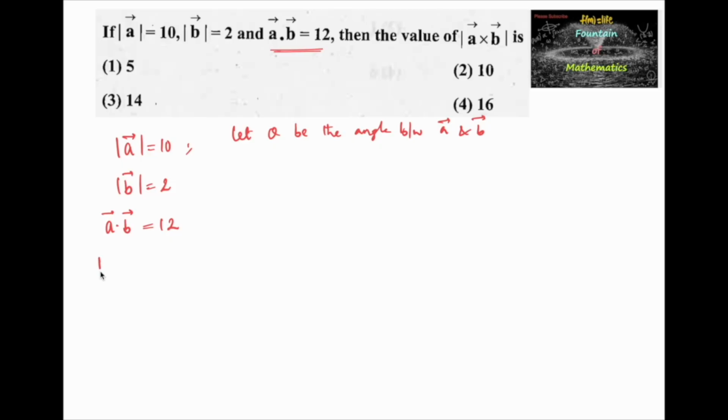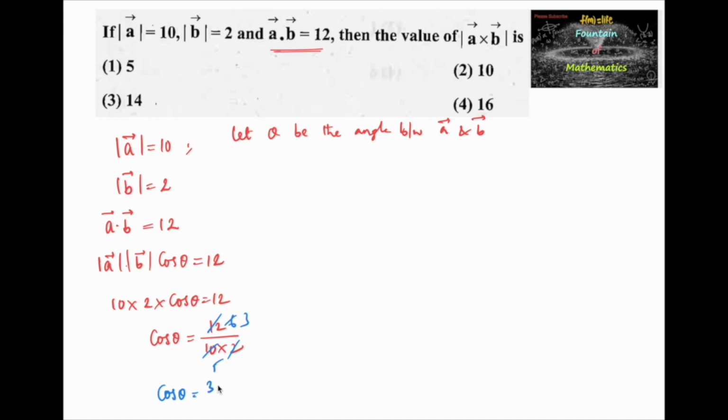So we have A dot B is mod A mod B cos theta is equal to 12, and mod A is 10 into 2 into cos theta is equal to 12, or cos theta is equal to 12 divided by 10 into 2. So here we can write 2 6 times and again 2 3 times, 2 5 times. So cos theta is equal to 3 by 5.